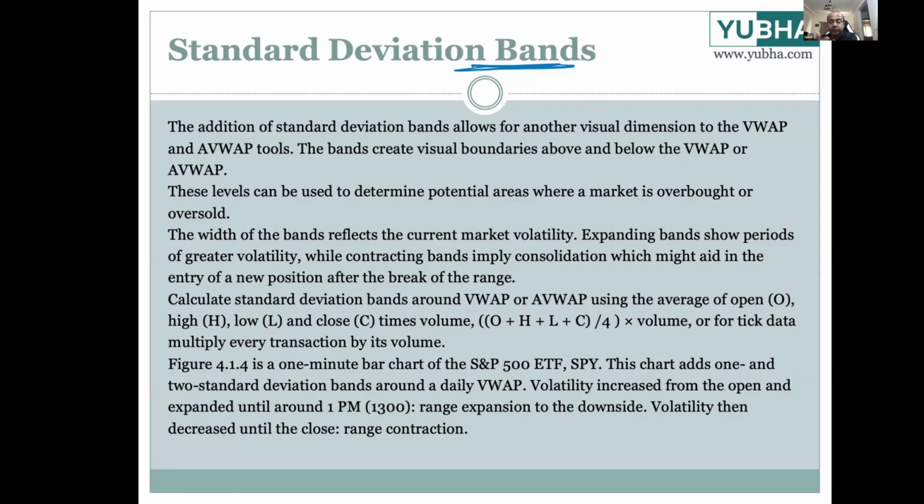Bollinger Band can be looked at both as a mean reversion as well as a trending tool. But over here, it's best to look at it as overbought and oversold and try to take a trade which is against the trend at that point of time. The width of the band reflects the current market volatility. Similar to Bollinger Band, the bands are based on standard deviation, and standard deviation reflects the market volatility.